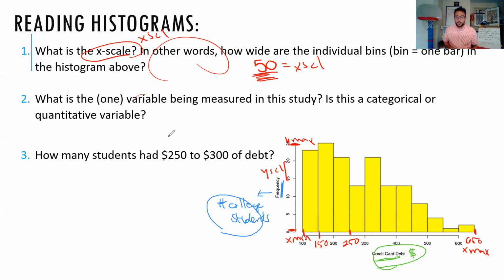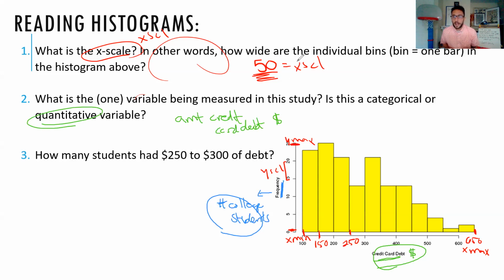So number 2 here, the variable is the amount of credit card debt, and the units would be in dollars. And this is a quantitative variable. And so now I just want to get into practicing reading a histogram a little bit. We have to know how to read these things.